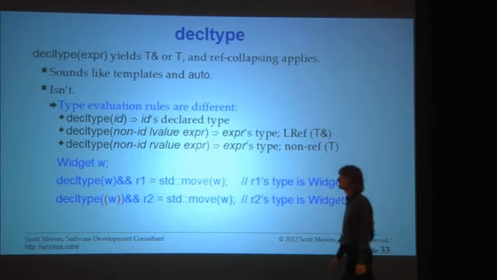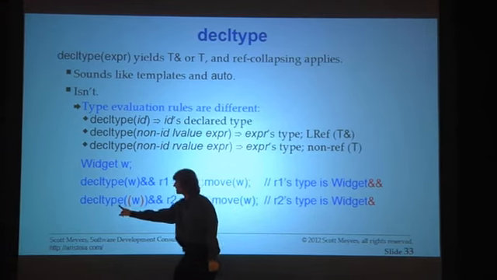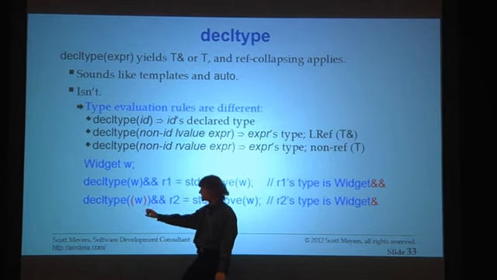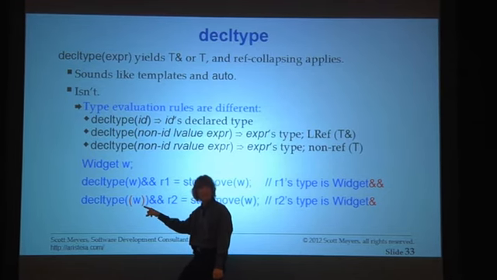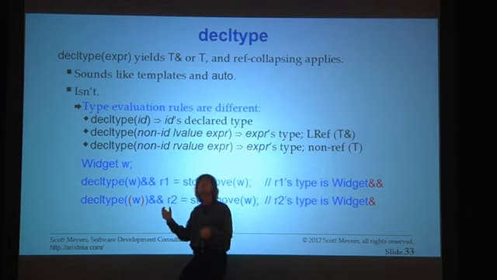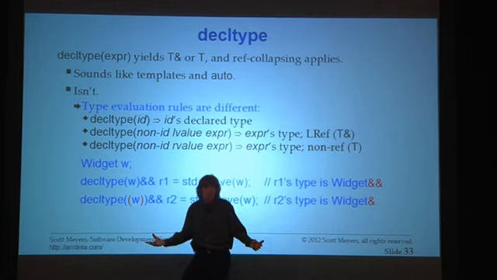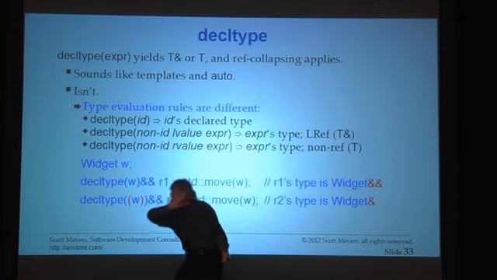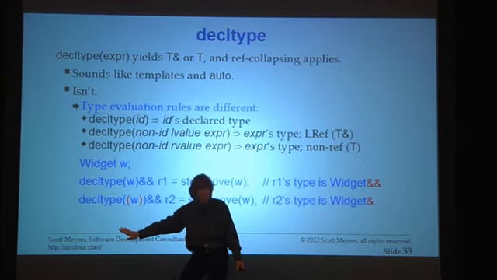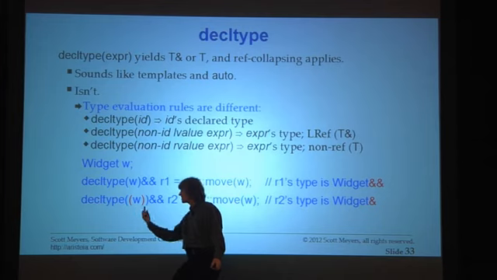But decltype of parenthesis W parenthesis, this is not an ID. This is a parenthesized expression. Totally different. From a compiler's point of view, it's a totally different part of the parse tree. What are you thinking? This is not an ID, but it is an L value.